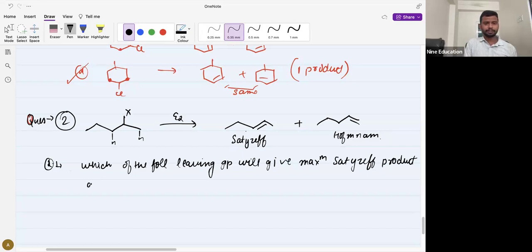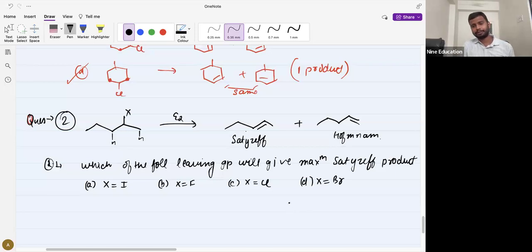Let's say the first one is X equals iodine, then the second X equals fluorine, the third one X equals chlorine, and the fourth one X equals bromine. Tell the answer. Out of these four, which one is the best leaving group? Iodine is the best leaving group. Therefore, iodine will give me the maximum Saytzeff product. Very good. Same question, I am repeating this question.